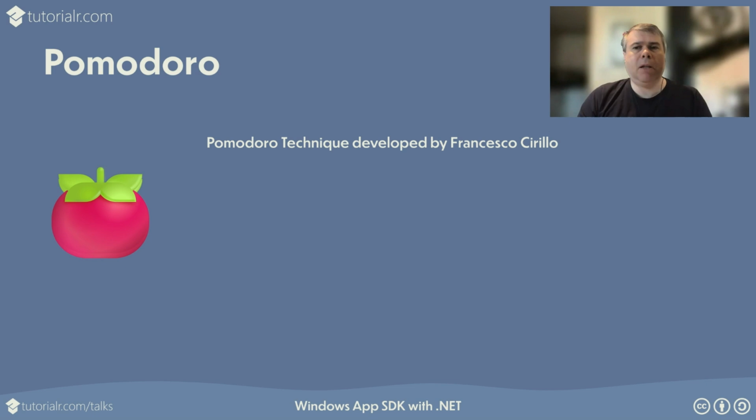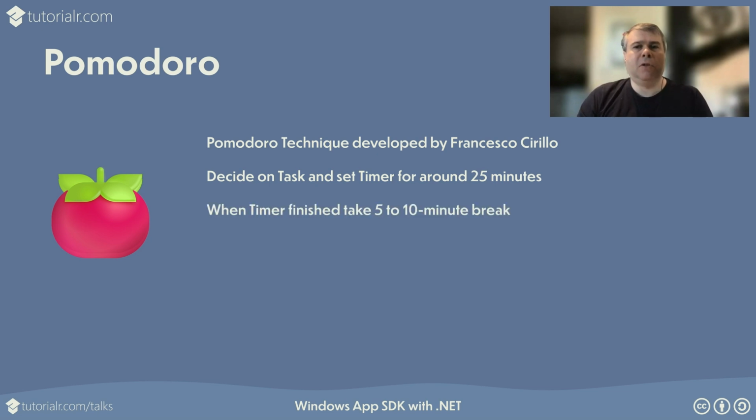Pomodoro technique is a time management technique developed by Francesco Cirillo in the late 1980s using a timer shaped like a tomato, or pomodoro in Italian. First thing you need to do is decide on a task that you need to get done. Then you set a timer for a period of time, which is usually around 25 minutes. Once the timer is finished, then you take a short 5 to 10 minute break from the task with this work break cycle known as a pomodoro.